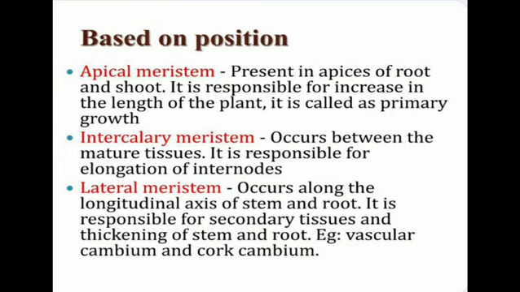Based on position, meristematic cells are divided into three groups. 1. Apical meristem. Present in apexes of root and shoot. It is responsible for increase in the length of the plant. It is called primary growth. 2. Intercalary meristem. Occurs between the mature tissues. It is responsible for elongation of internodes. 3. Lateral meristem. Occurs along the longitudinal axis of stem and root. It is responsible for secondary tissues and thickening of stem and root. Example, vascular cambium and cork cambium.